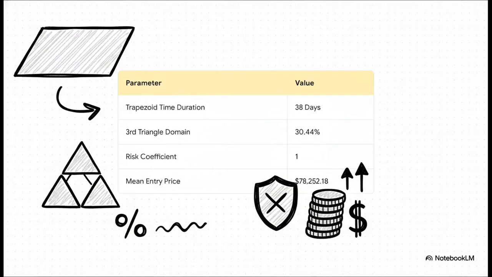Now, the model also defines some very specific parameters for managing risk. You can see we have a trapezoid time duration of 38 days and a third triangle domain of 30.44%. The risk coefficient is set to 1. All of these inputs are used to calculate a mean entry price of $78,252.18. You can think of these as the unique operational rules for this specific cycle.